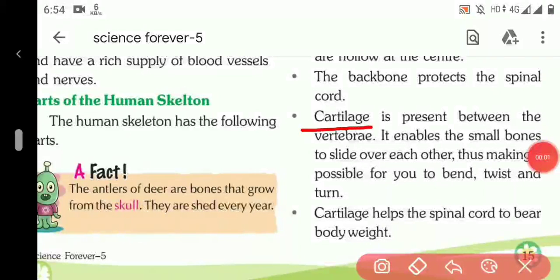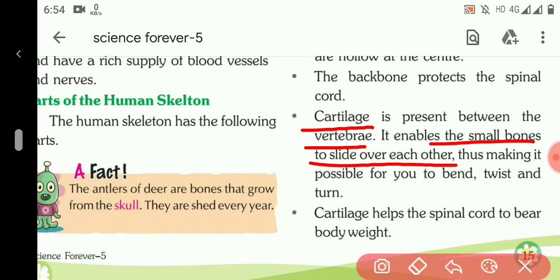What is cartilage? Cartilage is present between the vertebrae. It enables the small bones to slide over each other, thus making it possible for you to bend, twist and turn. So cartilage is a substance present between the small bones which enables them to slide over each other to make movement easy.